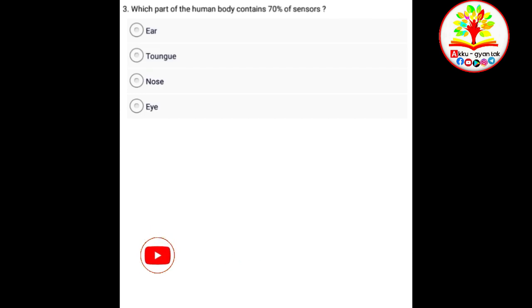Which part of the human body contains 70% of sensors? A. Ear. B. Tongue. C. Nose. D. Eye.